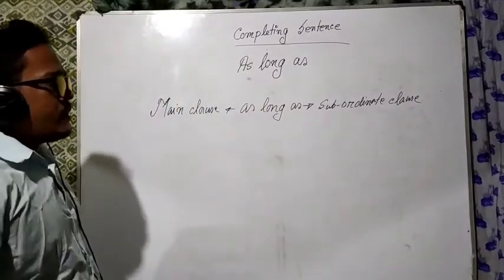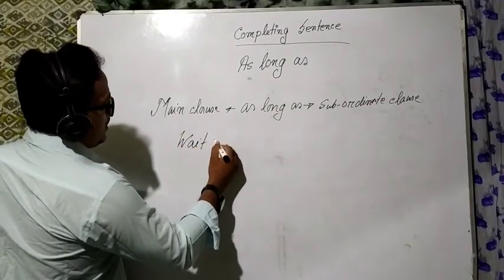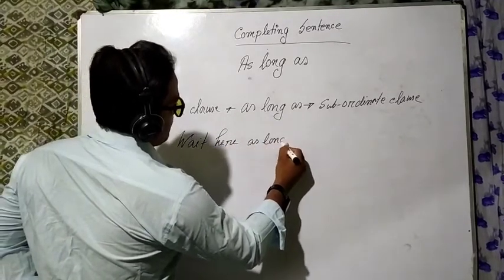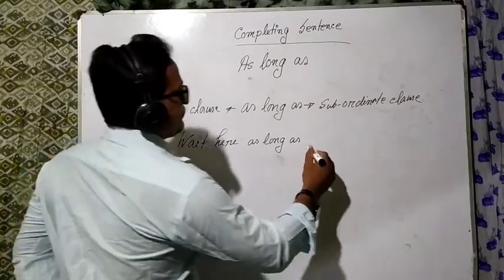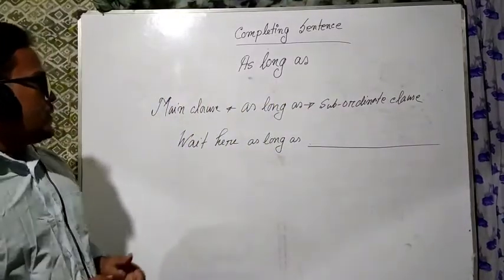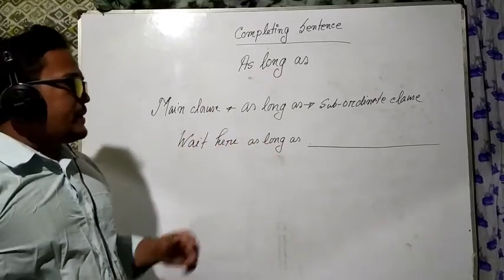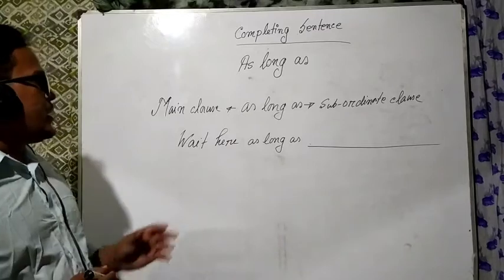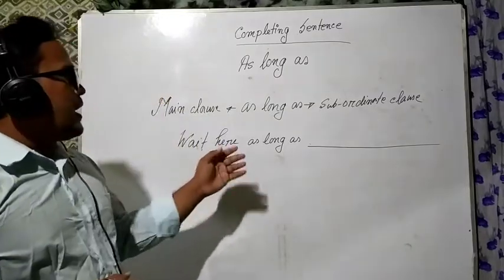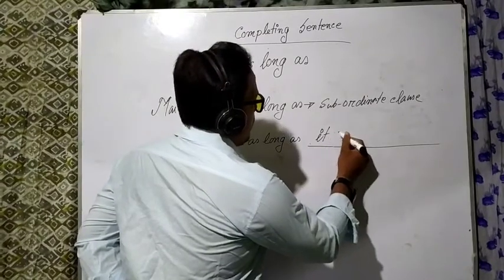Here I give you an example. Wait here as long as. Here I give you a dash. So when I see as long as at the end of an incomplete sentence, we have to use a subordinate clause with a suitable expression. Here, wait here as long as it rains.